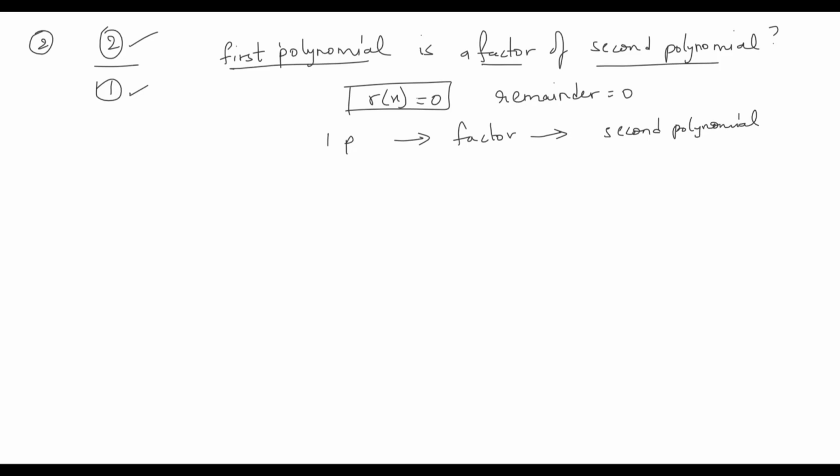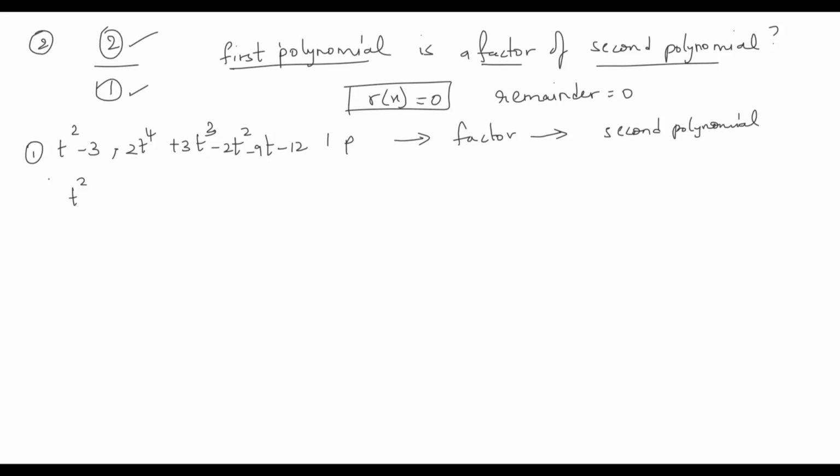Let us solve the first sum. The first problem in the second bit is given as t square minus 3 as our first polynomial, whereas 2t power 4 plus 3t cube minus 2t square minus 9t minus 12 is the second polynomial. This is given. Now what you have to do is divide the second polynomial by the first polynomial.